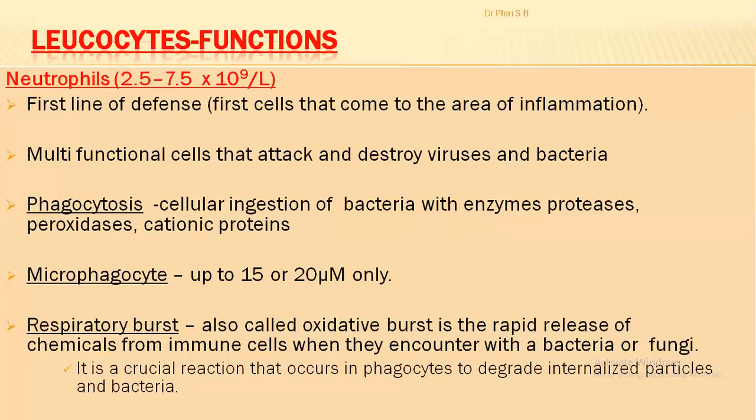So it's called chemotaxis. So they are able to produce interleukins. They are able to produce cytokines that will be able to signal other cells to come to the location of inflammation or infection. So this is called respiratory burst. It's called respiratory burst because you synthesize a lot of these chemicals and then release them.